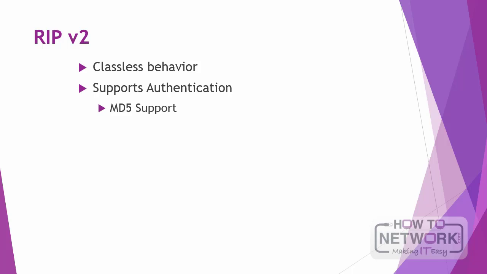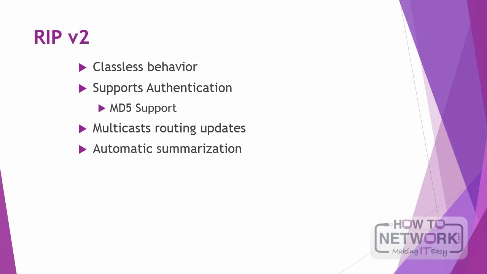Now, with regards to advertisements, RIP version 2 multicasts routing updates instead of broadcasting them as RIP version 1 does. So this allows for the efficient exchange of routing updates. Another special feature of RIP version 2 is the automatic summarization feature, which is applied to prefixes on classful boundaries. This behavior is a double-edged sword because it can induce problems in real-world scenarios.